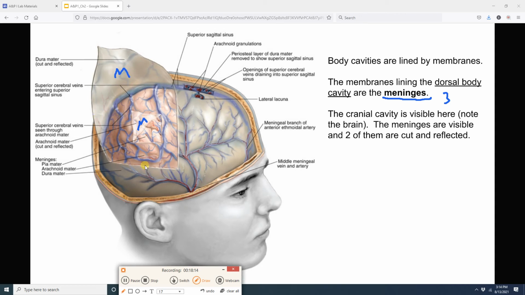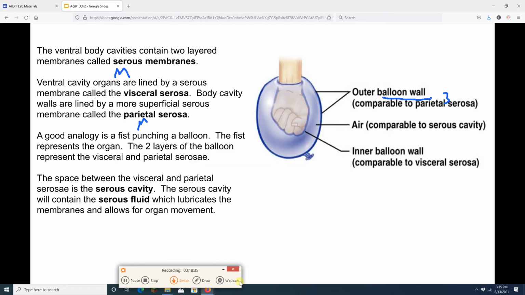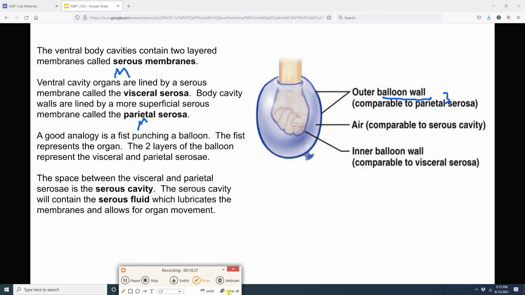The primary function of the meninges is going to be to anchor the organs, giving them protection as well, and providing a route for blood vessels to go also. All right. So that is good. Let's keep on going. I meant to clear all that before. There we go.